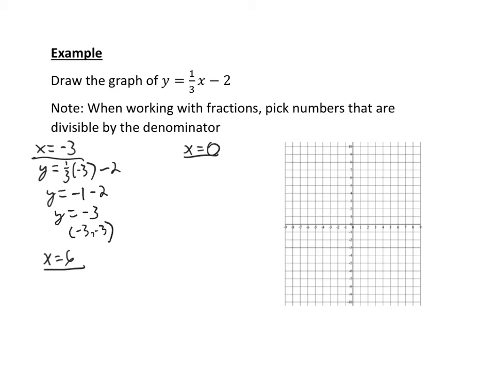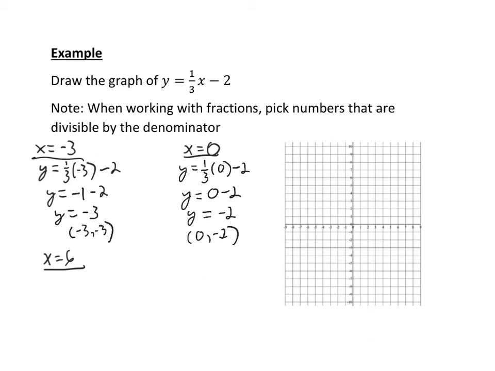Now I'm going to plug in x equals 0. 0 is always a good option. It's easy to multiply by. y equals 1/3 times 0 minus 2. y equals 0 minus 2. y equals negative 2. (0, negative 2) should be a point on my line.